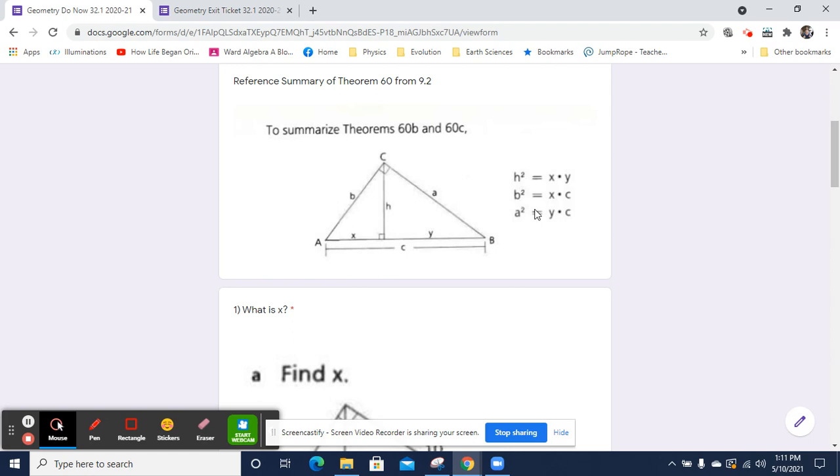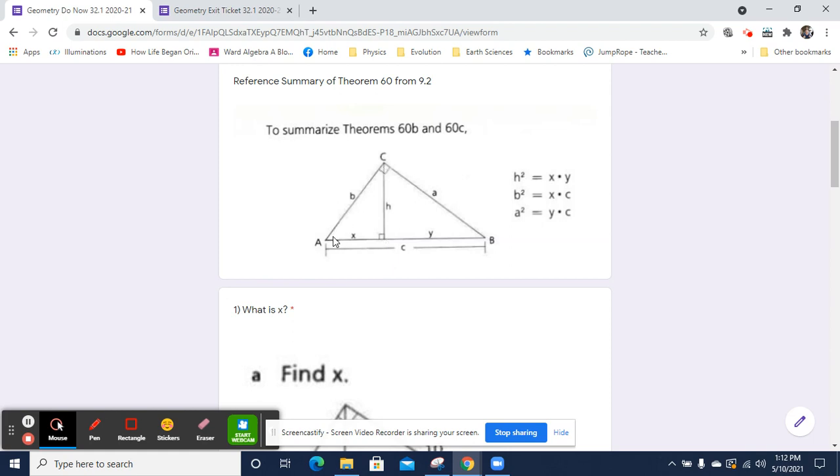And H, B, and A are all mean proportionals. That's why they're squared. And these are all based upon proportions that can be formed from these three similar triangles. The big one, the one on the left, and the one on the right are all similar triangles. The one on this side shares angle B with the big one and just twists here. So this vertex corresponds with that one, and this vertex corresponds with that one for the big one.